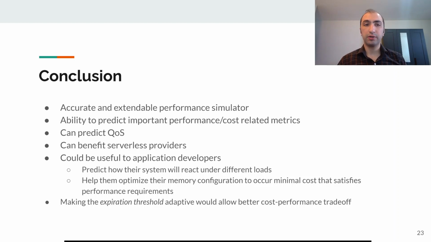It can be useful to the developers by helping them predict how their system will react under different workloads, what the limitations of the system are, how many arrival rates can be handled with our current system, and it can help them optimize their memory configuration to incur the minimum cost of service that satisfies the performance requirements, because as you know, performance is not always linear to the amount of RAM that you specify for your serverless workload, and this tool can help them try out new things and see which one gives them the best results, minimum cost while still satisfying their performance requirements.